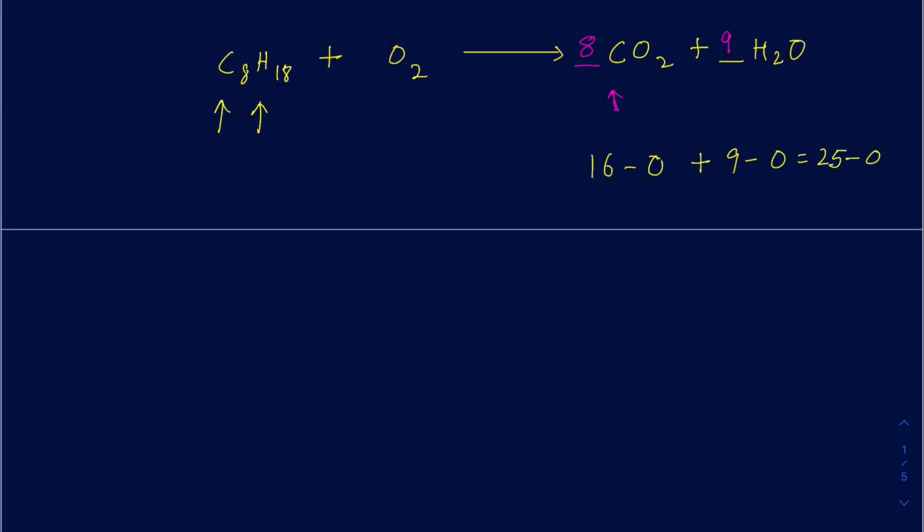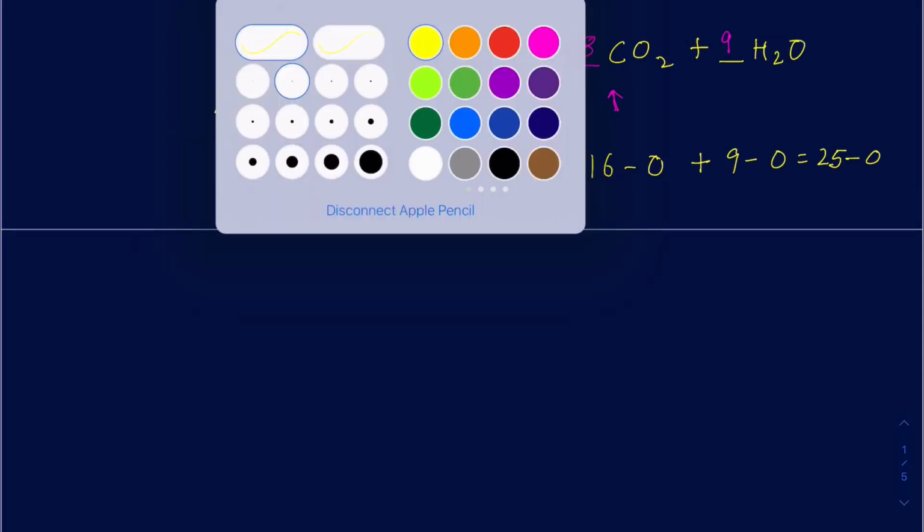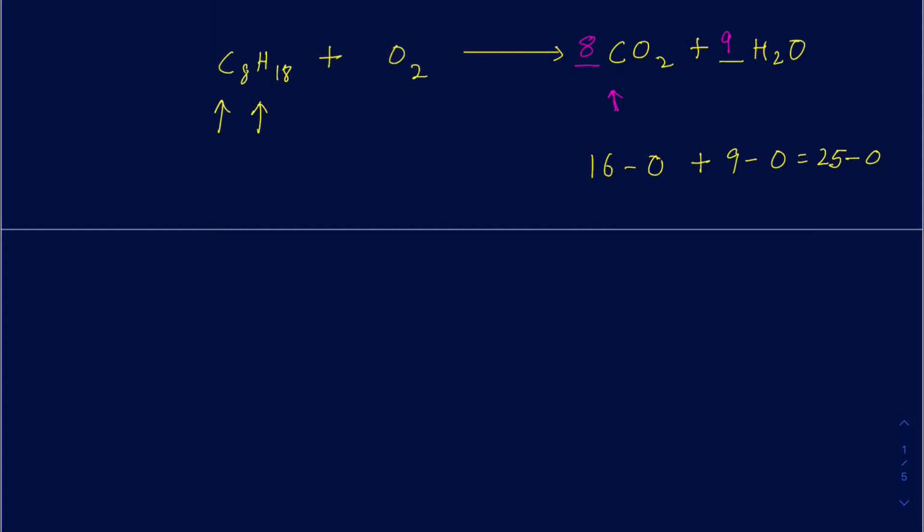Okay, so since you have 25 oxygen atoms, I need to go back and make sure I have 25 oxygens on the reactant side. And since you already have 2 here, what number would you put in front as a coefficient to make a total of 25 oxygens? Well, the answer is going to be 12 and a half. So go ahead and put 12 and a half momentarily there.